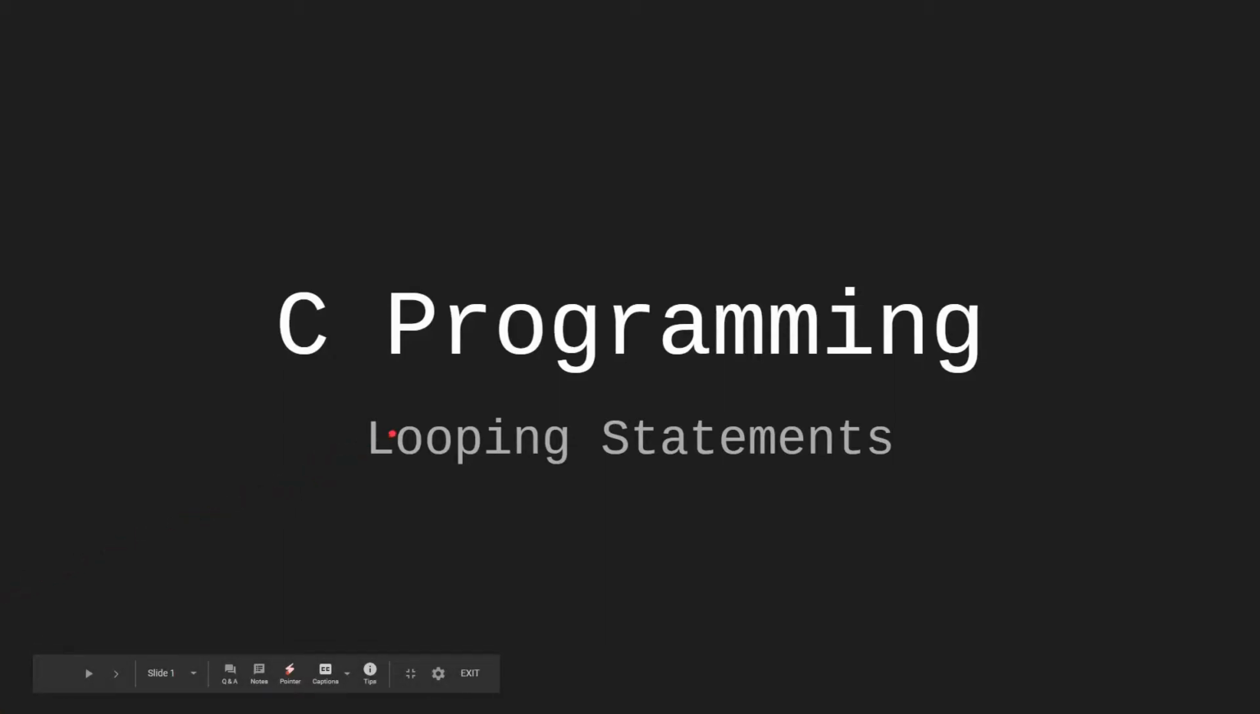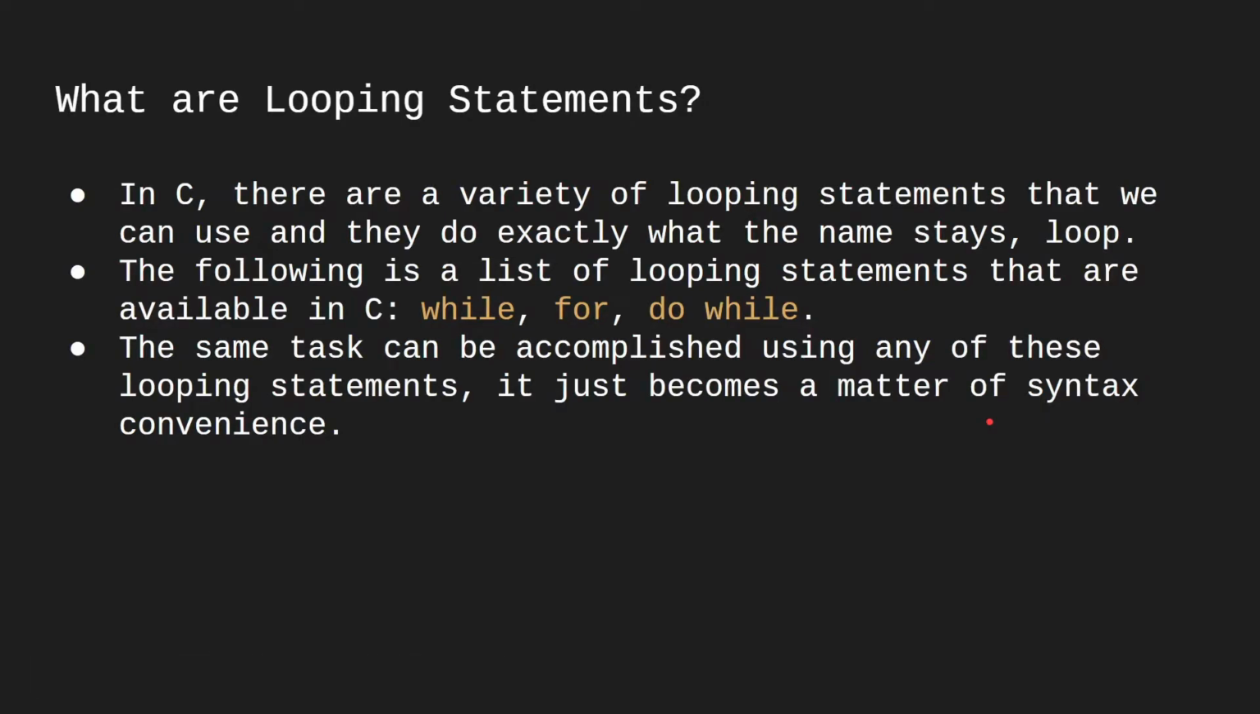Hello and welcome to the C programming lecture on looping statements. What are looping statements? In C, there's a variety of ways of creating something that we call loops. Basically, we have the ability to jump back to the top of a piece of code or a block of code and iterate over that many times. Just like exactly what we're saying, we're looping over something.